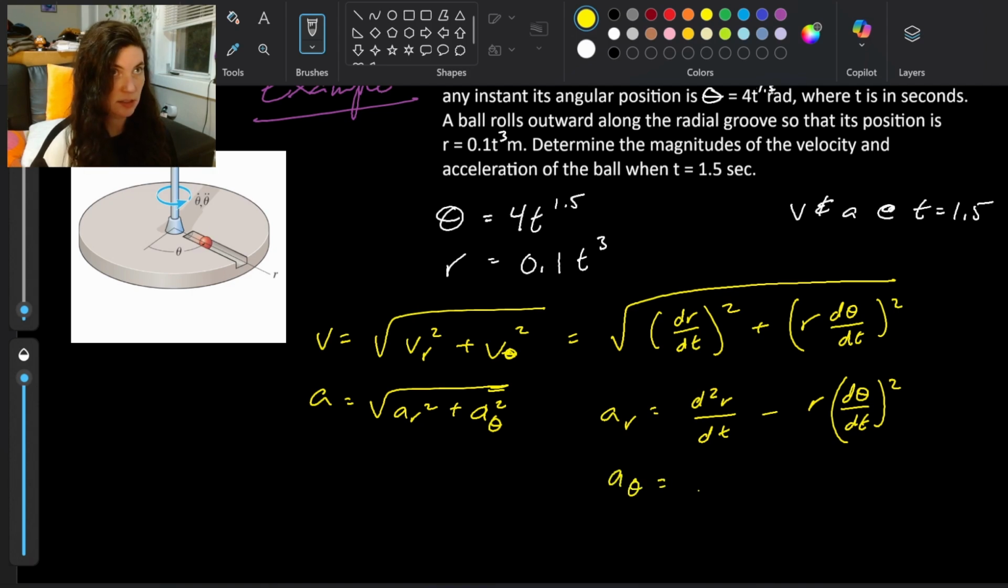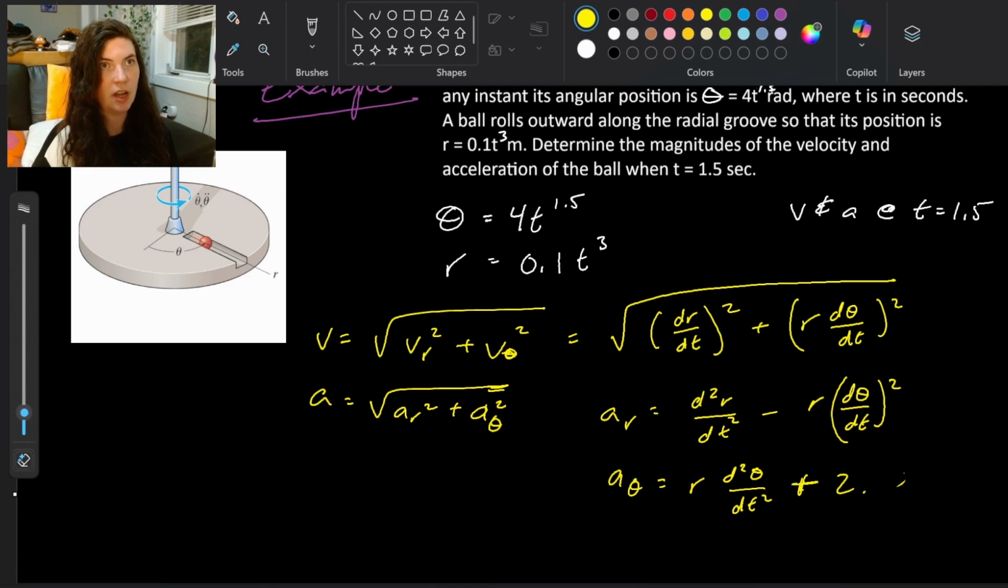A theta is going to be r times the second derivative of theta, d squared theta/dt squared, and then plus 2 times dr/dt times d theta/dt. Sorry, these are derivatives. I had them in dot notation in my notes, but the dots are too easy to miss. This is why I don't like the dots.